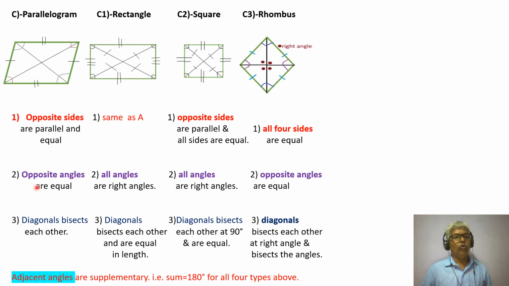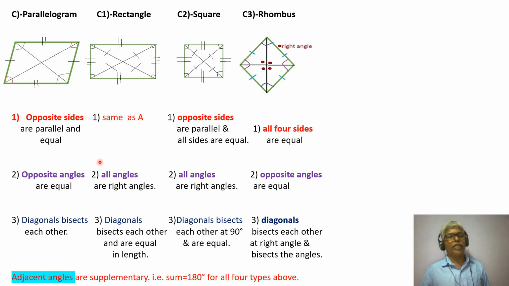What about angles? Opposite angles are equal. This is equal to this, and this angle is equal to this. And diagonals bisect each other. That means the distance from here to here is equal to the distance from here to here, and for this diagonal and for this diagonal, this is one part, that is half, and this is another half. That is the meaning of bisect each other. So this is a parallelogram.